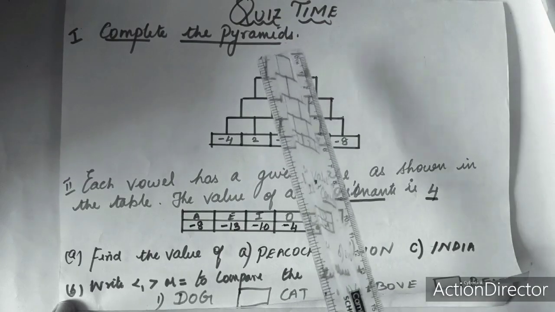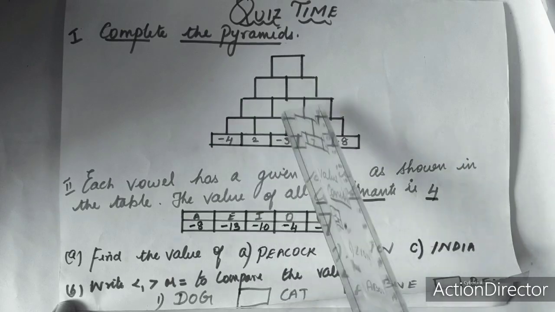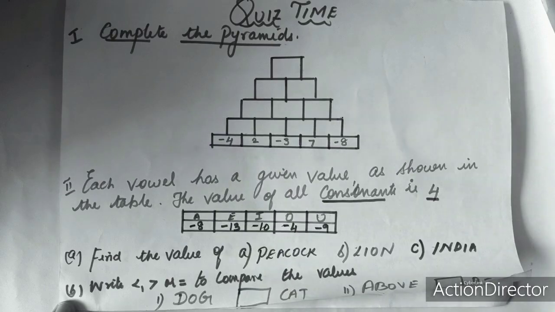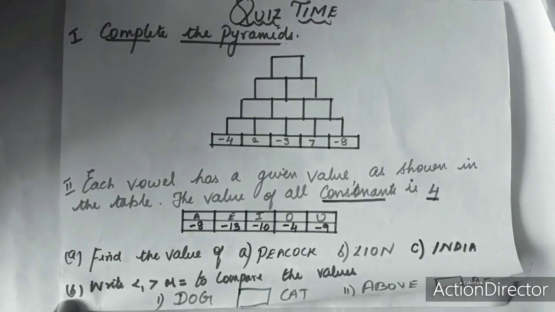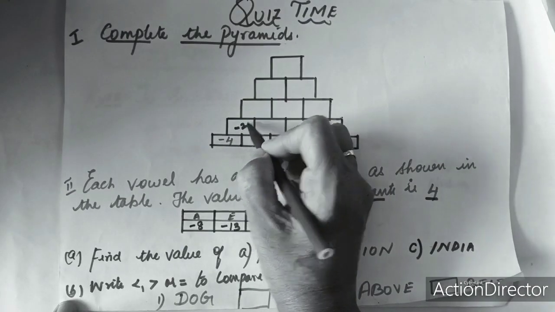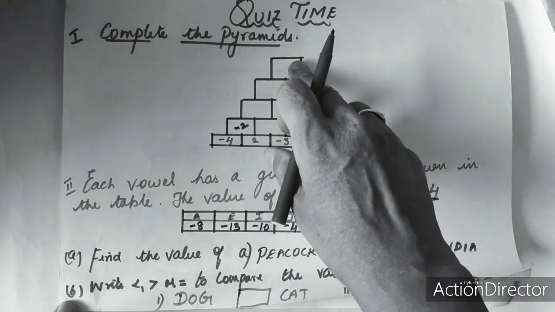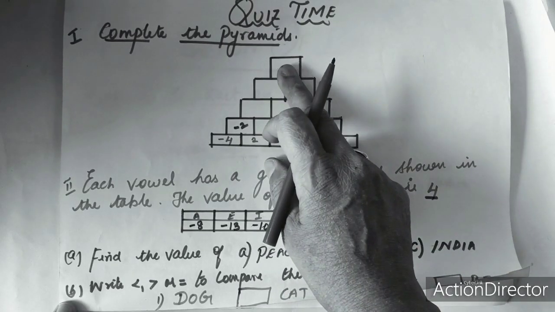Now it's quiz time for you. Here I have drawn a pyramid. Using this pyramid, you have to find the final answer over here. How to? I'll give one example for you. In the above blank, minus 4 plus 2 will be equal to minus 2. Similarly, you have to add these two integers and write the answer over here. This process will go on and you have to find the final answer at the end of the pyramid.